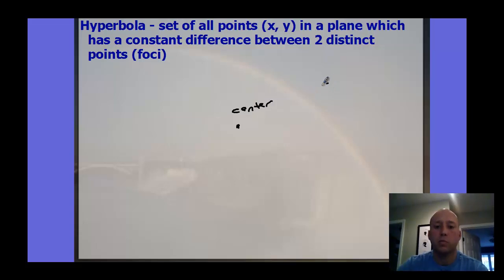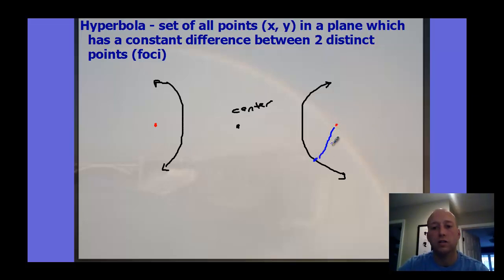And then a hyperbola has kind of like a parabola on both sides, which are actually called branches. So we have these two branches. And if you take any point on either one of these, then the distance to the foci, the difference between these, would be the same or constant. So we have these two foci.